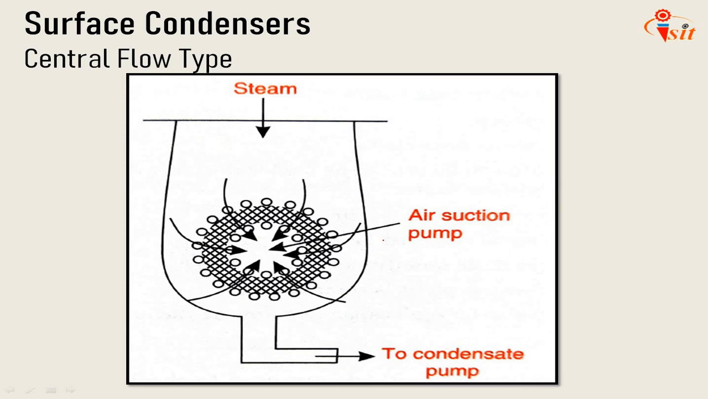Now next type is central flow type. Now in this type of condenser, the suction pipe of the air extraction pump is located at the center of the tubes, which results in radial flow of the steam. The better contact between the outer surface of the tube and steam is ensured due to the large passages. The pressure drop of steam is reduced. Okay, so that is central flow type.